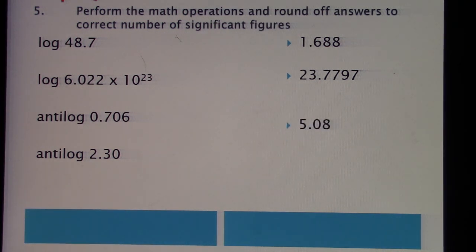If we take the inverse log or the anti-log, the mantissa has 3, so the answer should have 3. Here the mantissa has 2, so the final answer should only have 2. So we express that as 2 times 10 to the second. Okay, so there you have it.